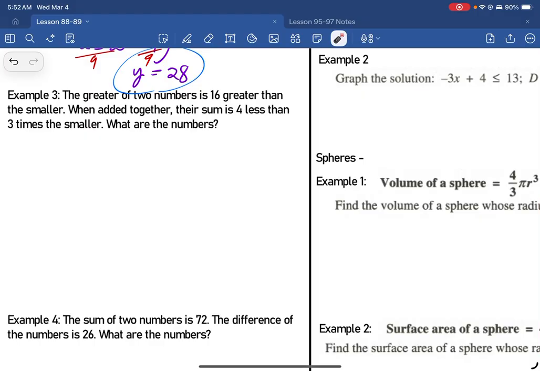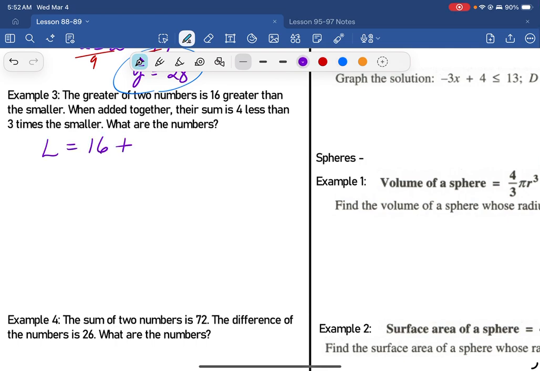Okay, it says the greater of two numbers. So we know we have a large and a small. Okay, and the large is 16 greater than the smaller. So I can go and write that down as the large is 16 greater than the smaller. When added together, so I know I'm going to add them, their sum, is 4 less than 3 times the smaller.